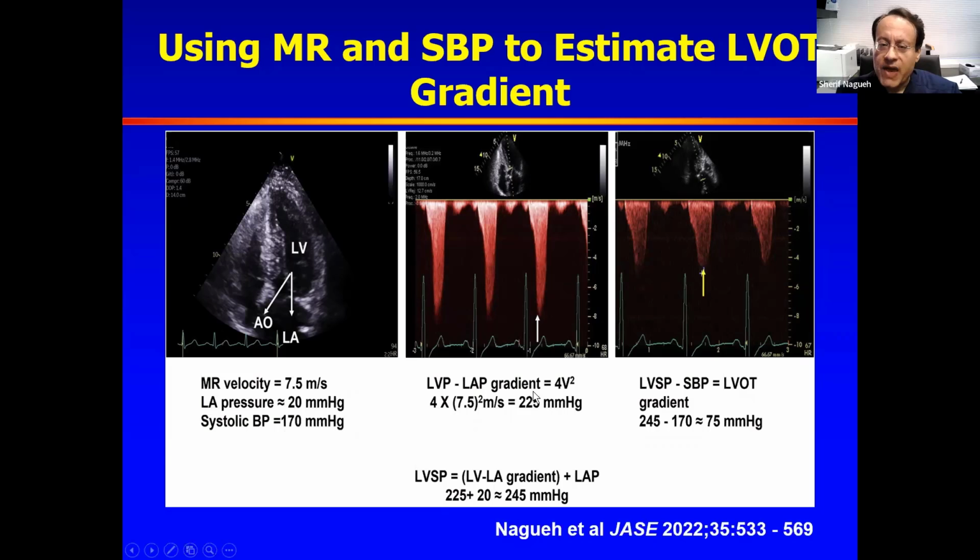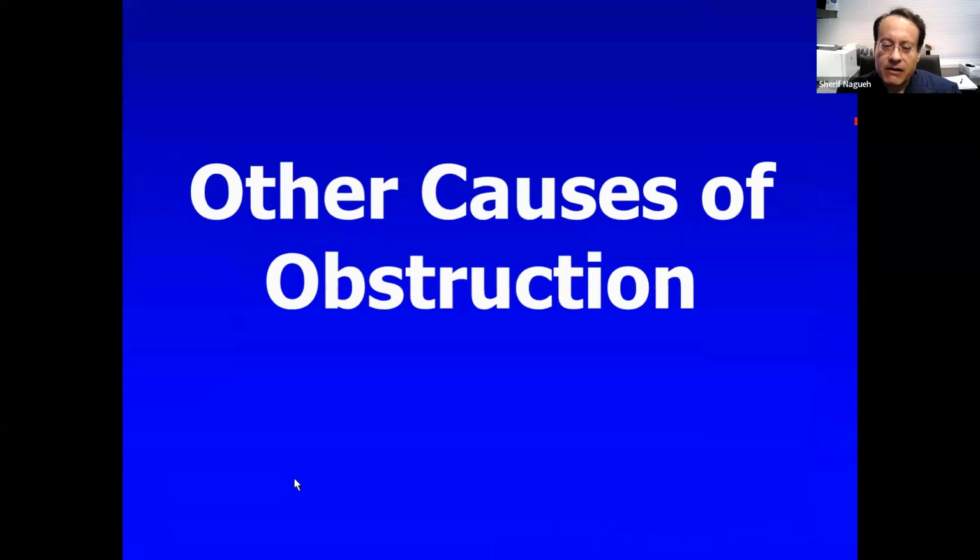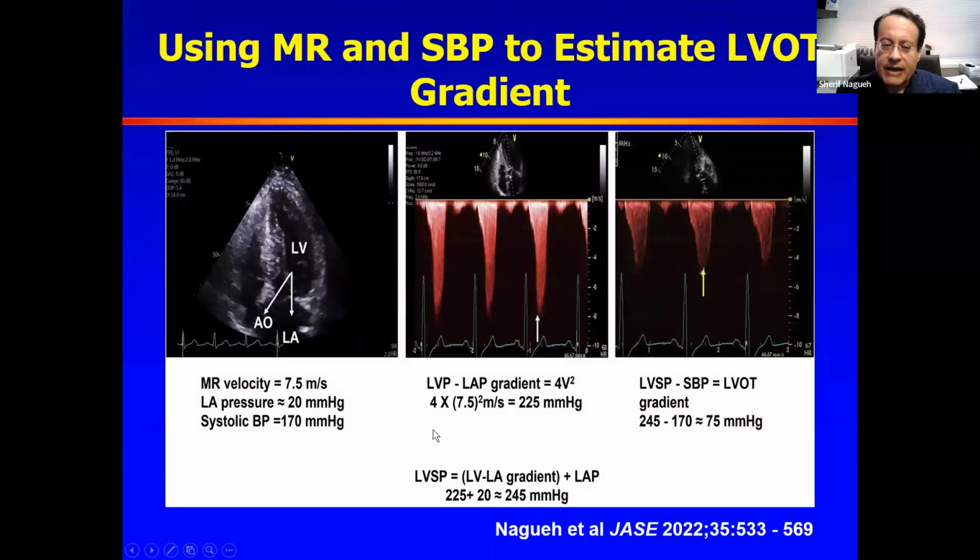So now if we go to the MR jet, we say the difference between the peak systolic pressure in the ventricle and the left atrial pressure is given by 4V squared. So we know now that this is 225 millimeters mercury. If we look at the LV systolic pressure, as the difference between the left ventricular and the left atrial pressure, then adding the left atrial pressure to the 225 here, you end up with a systolic pressure of 245.